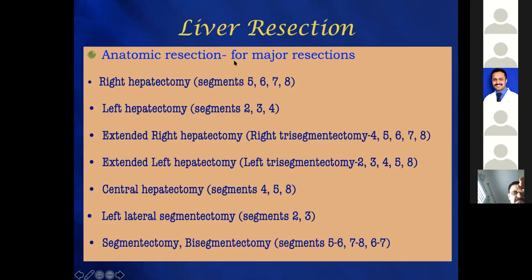It makes it easier. Right hepatectomy means segments 5, 6, 7, 8. Left hepatectomy means 2, 3, 4. Extended right hepatectomy means trisegmentectomy 4, 5, 6, 7, 8. Extended left hepatectomy means left trisegmentectomy, that is 2, 3, 4, 5, and 8. Central hepatectomy means segments 4, 5, and 8 in the center. Left lateral segmentectomy is segments 2 and 3. Otherwise, if you remove a single segment, it is called segmentectomy, and 2 segments is bisegmentectomy.